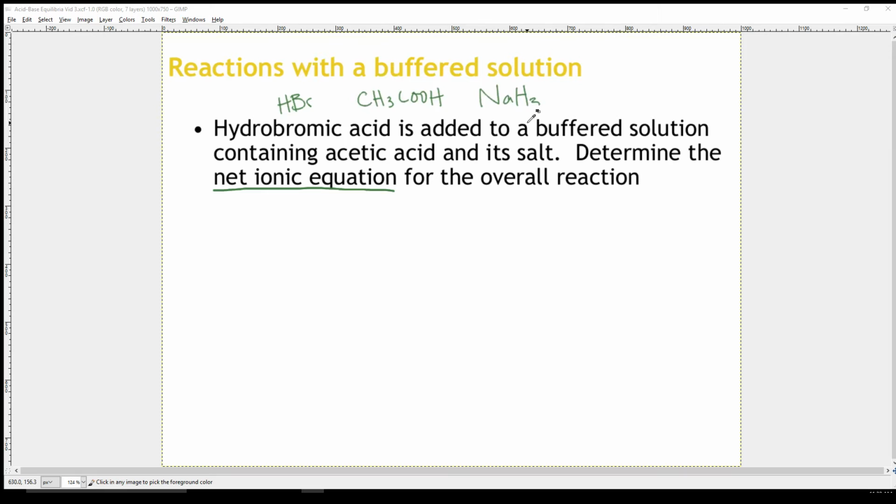CH3COO. So there's the salt. Determine the net ionic equation. Okay, so what I'm going to do first is list out all of my equations for each of these individually. So I know I have, this won't be the net ionic. I'll just write out what this becomes.